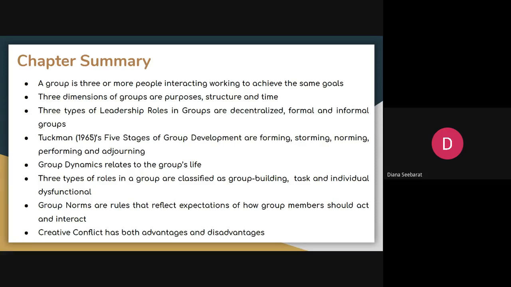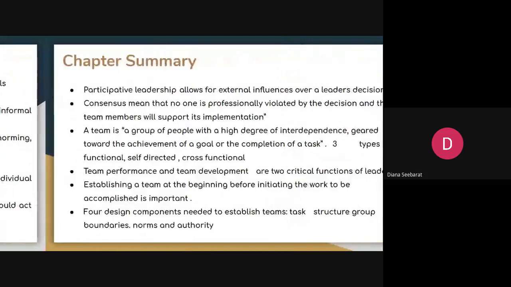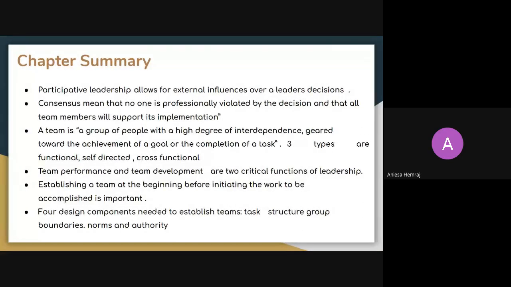Group dynamics relate to the group's life. 3 types of roles in a group are classified as group building, task, and individual dysfunctional. Group norms are rules that reflect expectations of how group members should act and interact, and creative conflict has both advantages and disadvantages. Participative leadership allows for external influences over a leader's decision. Consensus means that no one is professionally violated by the decision and that all team members will support its implementation.